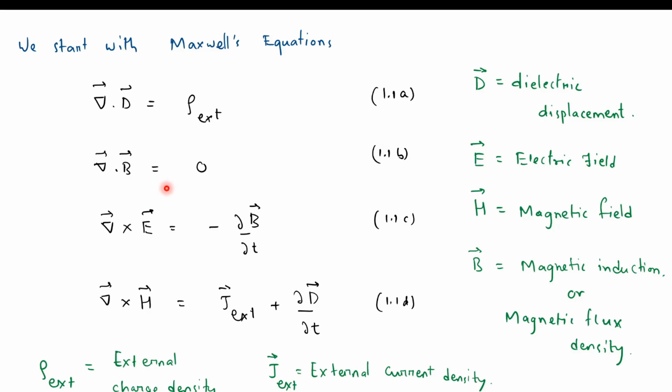And then we have Ampere's law, which says that the curl of H, the magnetic field, is equal to the external current density plus the time derivative of the dielectric displacement. So what we have here are sources: rho external and J external. The fields are the electric field, the magnetic field induction B, the magnetic field H, and the dielectric displacement D. The dielectric displacement and H are the material characteristics, so they have the material information in them.